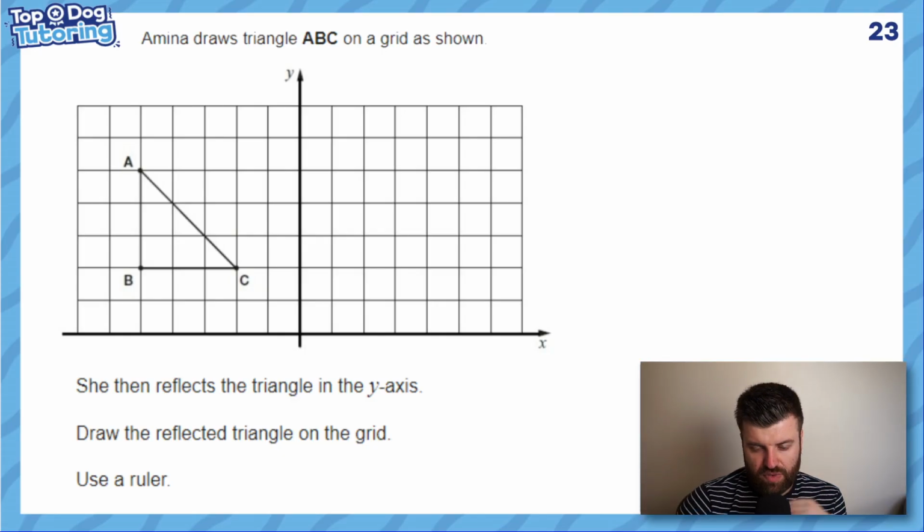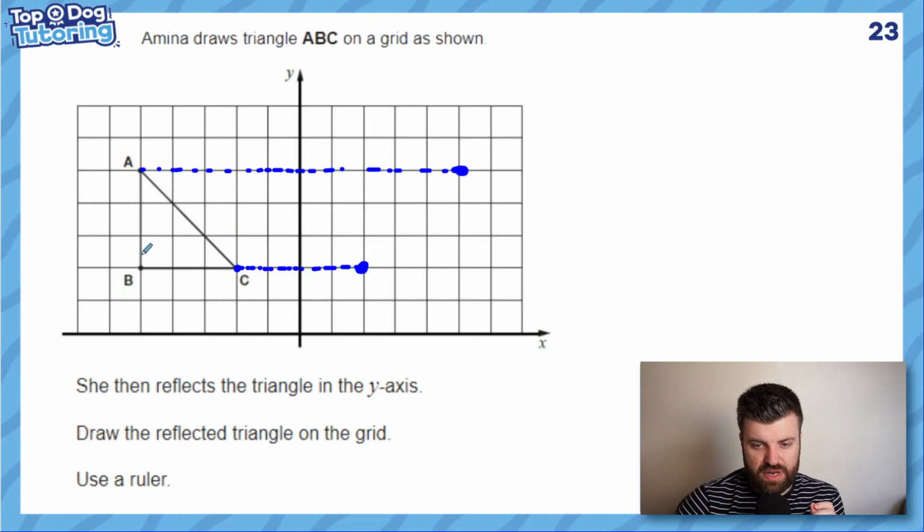So to get this question right, what you need to do is very simple. Get to each corner and do one at a time. See how far away from the mirror line it is. 1, 2. So now we go from the mirror line over to the other side. 1, 2. That's going to be C. Do the same for A. 1, 2, 3, 4, 5. So now we're at the mirror line. We go 5 over. 1, 2, 3, 4, 5. That's going to be my A.